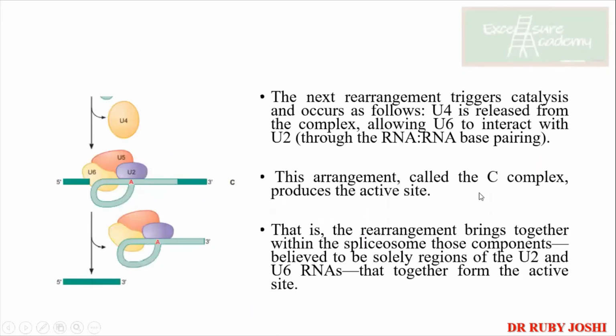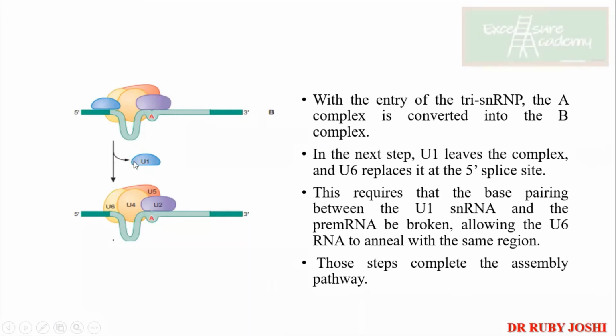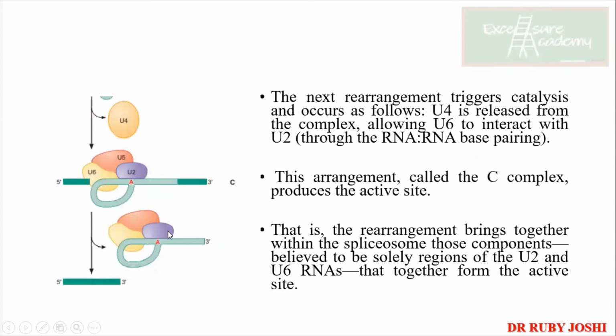Now, so you saw in the previous figure, just follow the figure, okay? Just follow the figure. So now we have displaced the U1. Now in the B complex, we have got 4, 5, 6, and U2 is there. Now the 4 has been replaced. Only 5, 6, and 2 is there, but it has done its work. क्या हुआ? पूरा का पूरा आपका lariat form हो गया. The 5' splice site is being broken over there and bound to the branch site. So one phosphodiester bond was broken and another was formed over here.